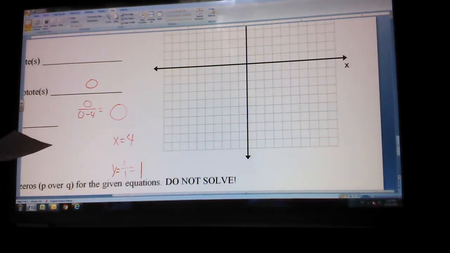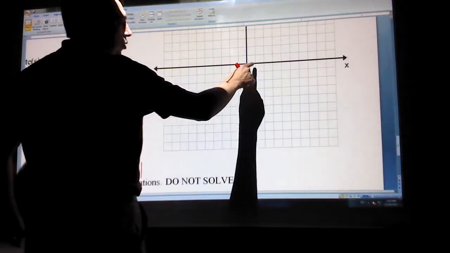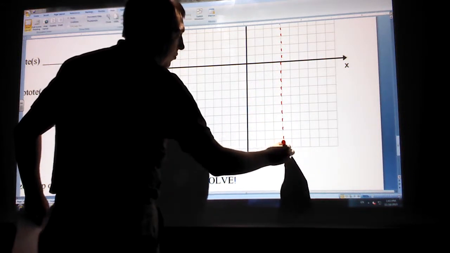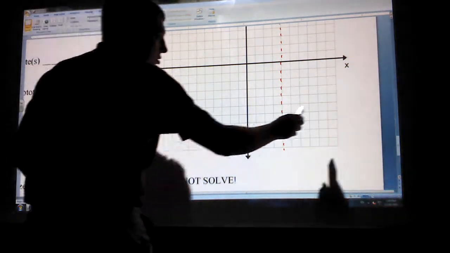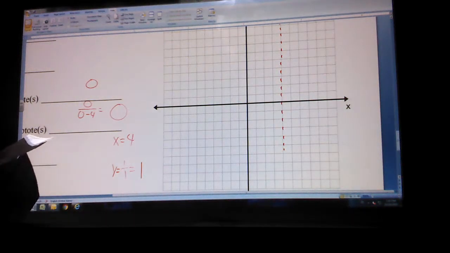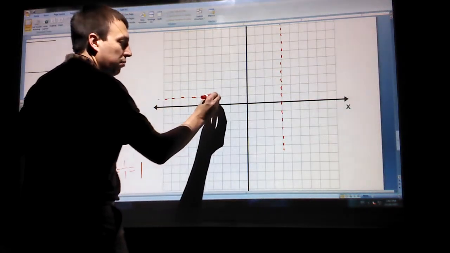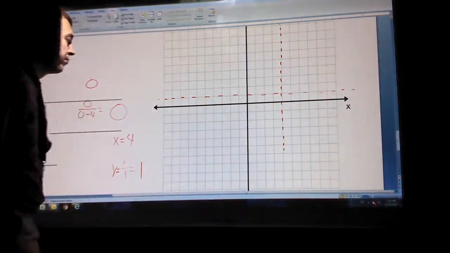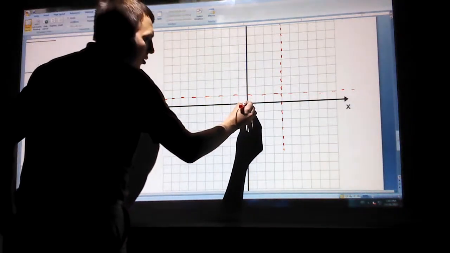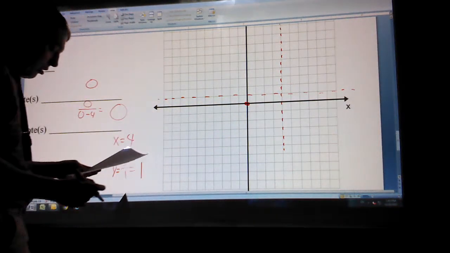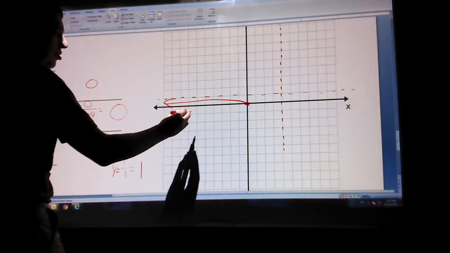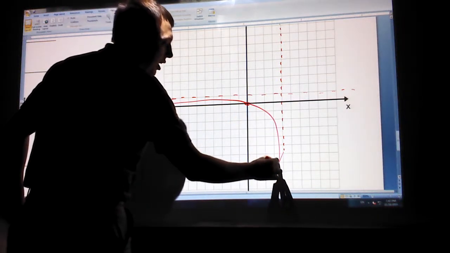All right, so we need to graph this. Vertical asymptote at x equals 4. 1, 2, 3, 4. I need to move this up a little. Sorry about that. There we go. Horizontal asymptote at y equals 1. I have an x-intercept and y-intercept at 0, 0. So part of the graph is going to be over here. So it's going to curve closer and closer to the asymptote.